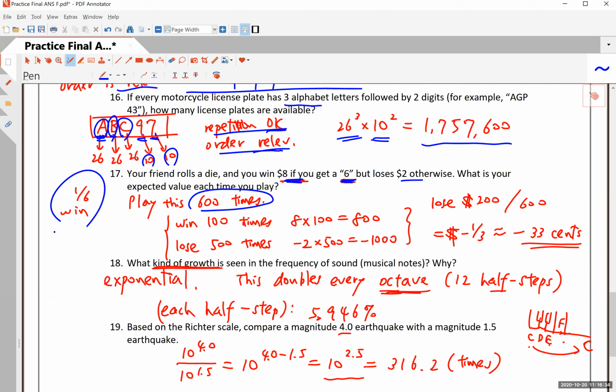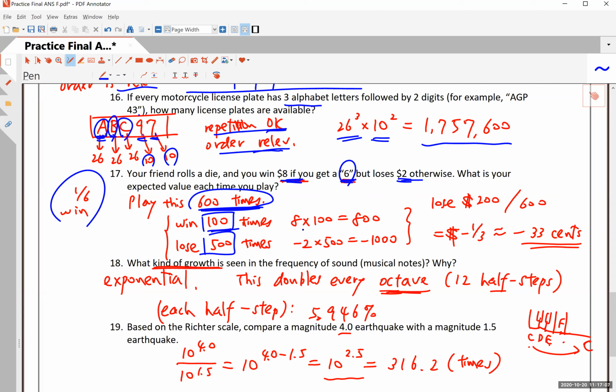Why 1 out of 6? Because 6 is one of the 6 outcomes. If you get 1, 2, 3, 4, or 5, that's 5 out of 6 chances of losing. Then you lose $2. Okay, so if you play the 600 times, theoretically you win 1/6 of these times, which is 100 of them. Right. So in other words, if you play this 600 times, you expect to win 100 times and lose 500 times.